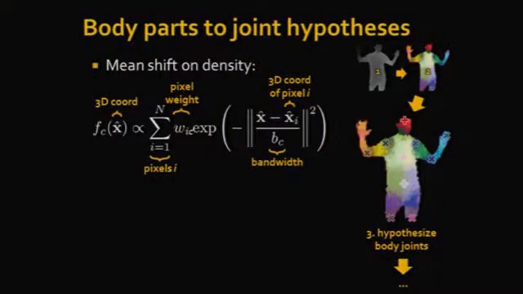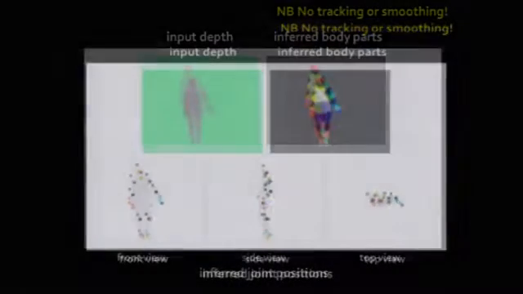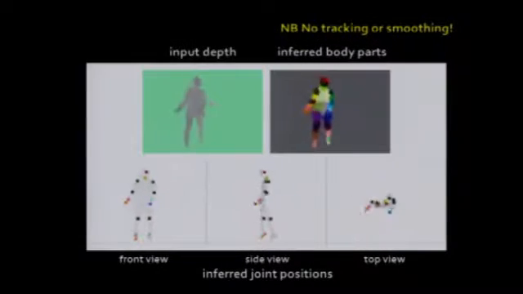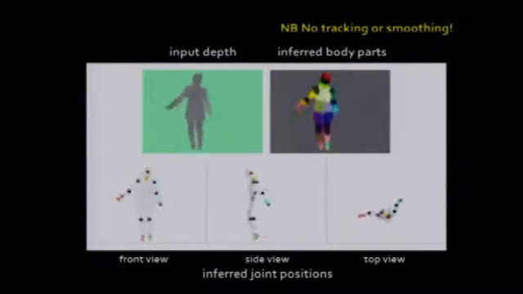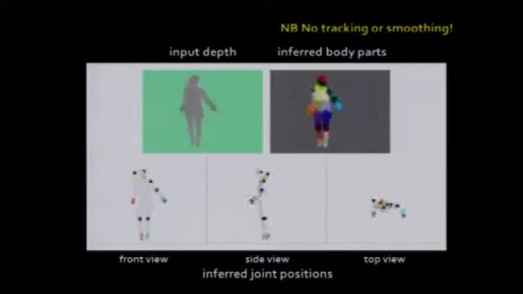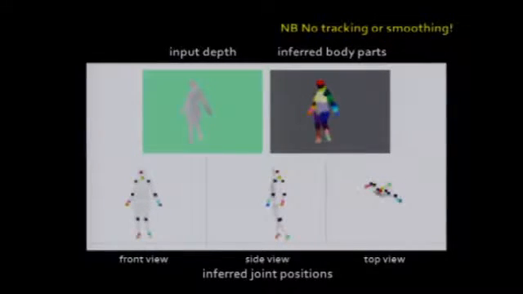So this is mathematics about the mean shift. And this is what it looks like, right? So now you can see the inferred body parts in the upper right, and then the actual joint locations on the lower strip, right? So it's doing well. It's not really making mistakes. Now, of course, when a hand goes behind the back or something, you lose that part, right?